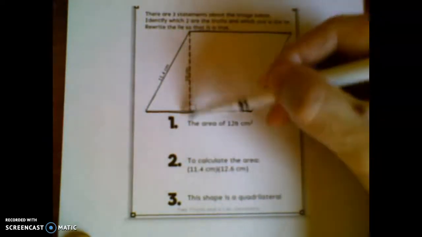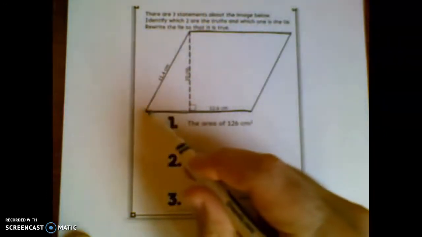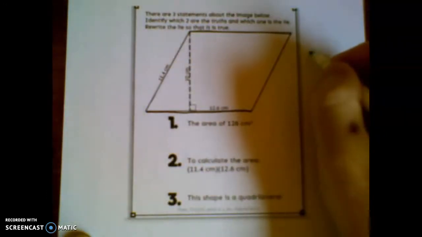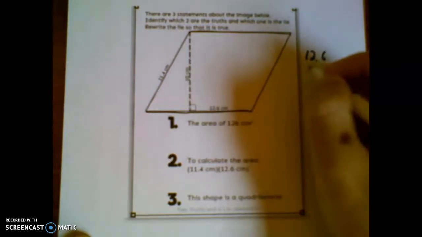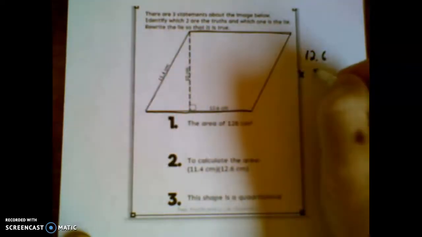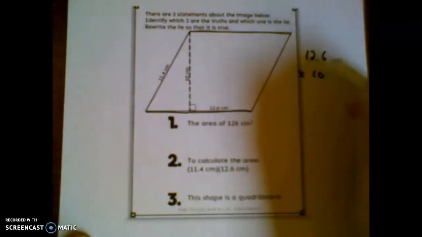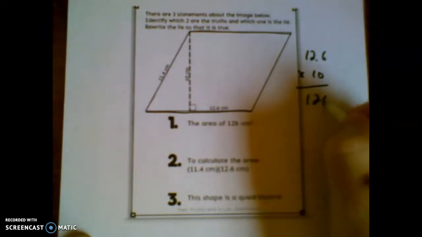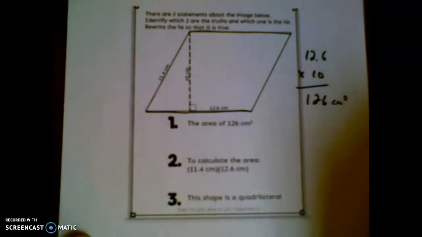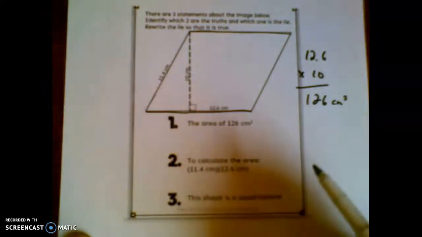but by the height. So if I take the base here of 12.6 and I multiply it by the height, which is 10, now, because I'm multiplying by 10, I just have to slide my decimal over one spot. I would get 126 square centimeters as the area. So number one is true.